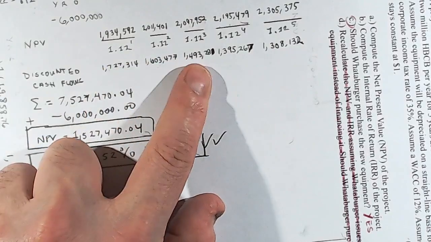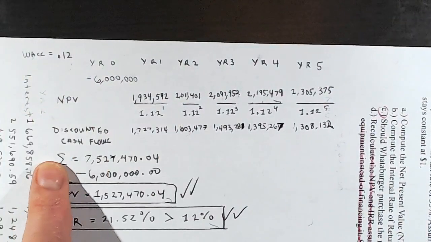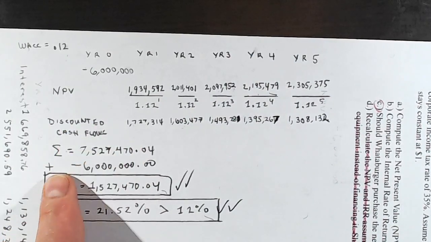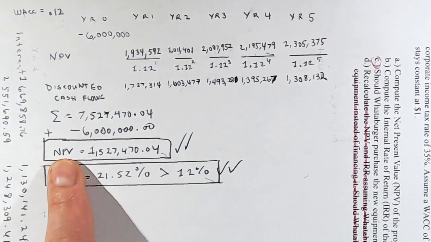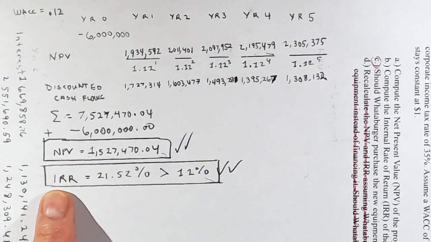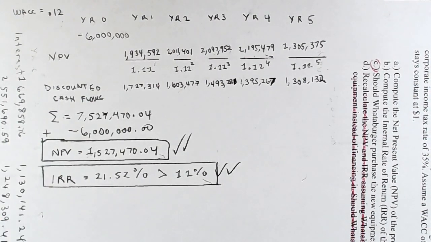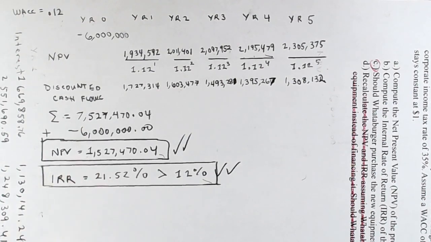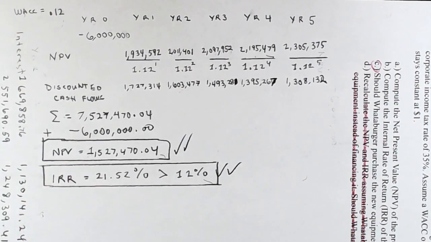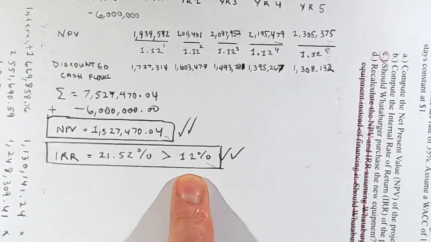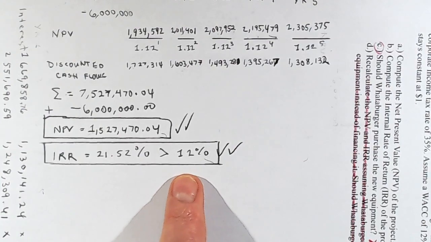And then I got these discounted cash flow numbers and I added them together and I got this number, which was the sum of the discounted cash flows. And then I subtracted the original cost of the project and I came out with a positive net present value number. Okay. And so then I calculated the internal rate of return using the calculator. And remember, with net present value, what you're looking for is to see a number that is greater than zero. Okay. So 1.5 million is greater than zero. The internal rate of return is 21.52%. And as long as that's bigger than your discount rate or your weighted average cost of capital, you're fine.